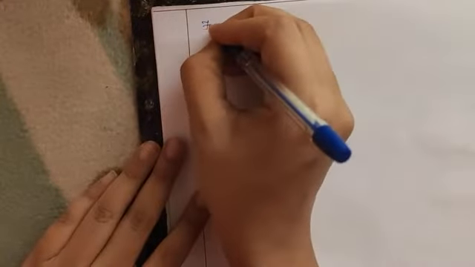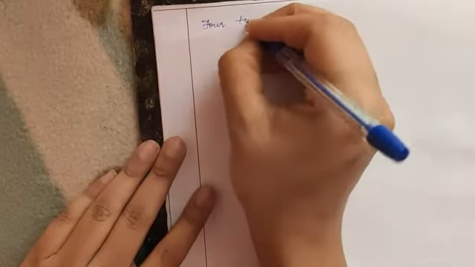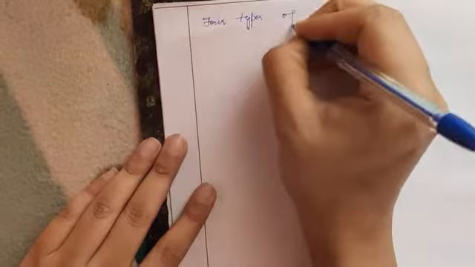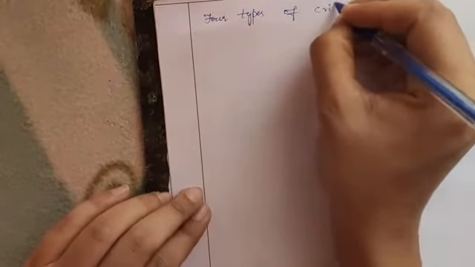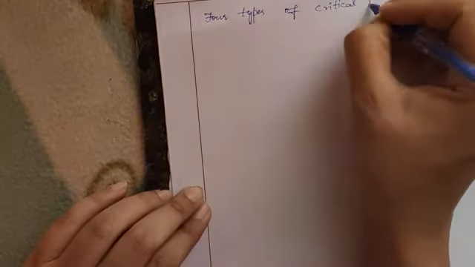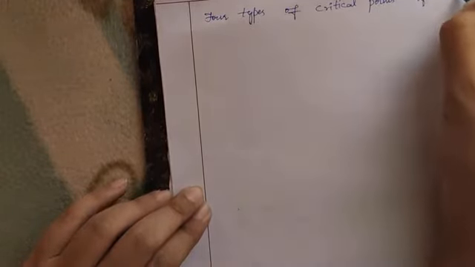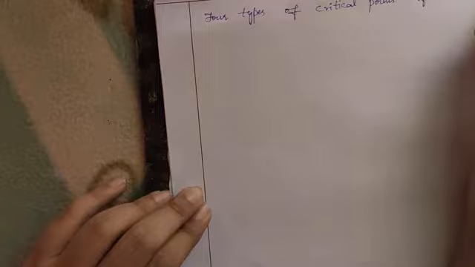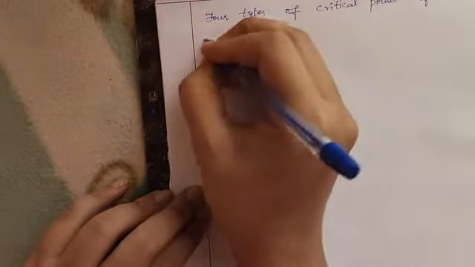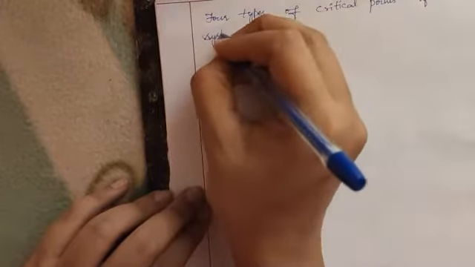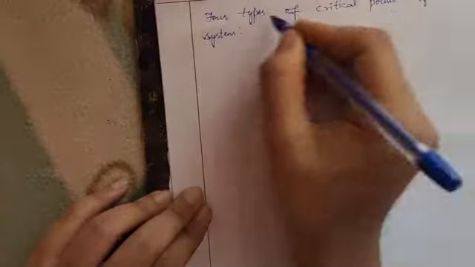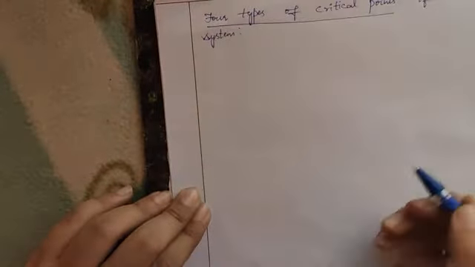Hello dear students, in this session let us discuss four types of critical points of the linear system. Okay, so we are considering one general linear system. For that linear system, let us discuss the types of critical points.